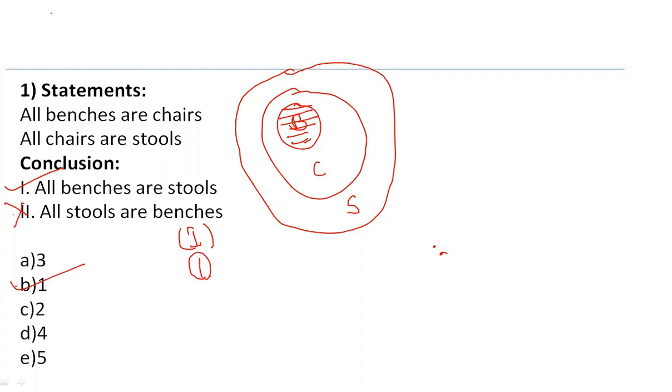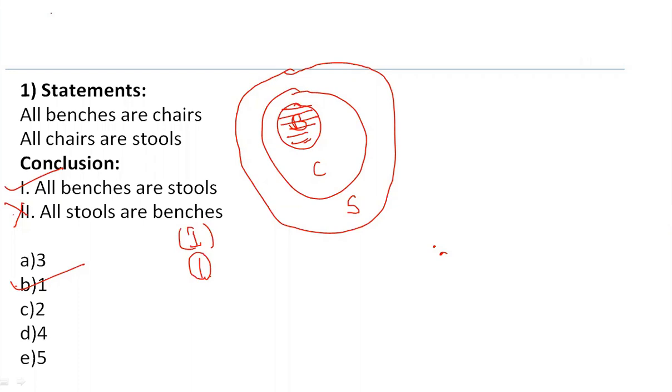However many Venn diagrams you draw for the question, that is a better way of understanding it. This is the only possible diagram for these statements, guys. You can expect a few more possible diagrams depending upon the statements. But all benches are chairs means benches are inside chairs. All chairs are stools means chairs are inside stools. That's it, so that is the only possible diagram. From that, benches is inside stools, so conclusion 1 follows. Stools are not inside benches, so the second one is false.